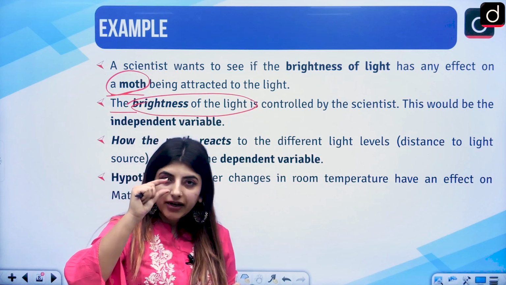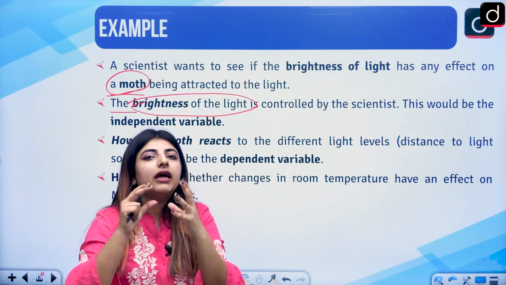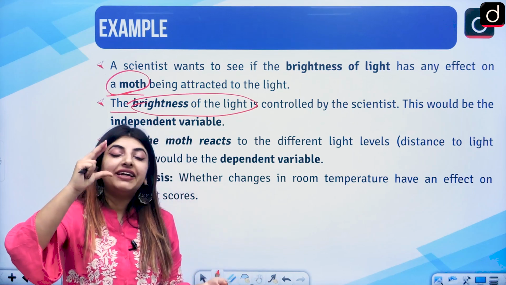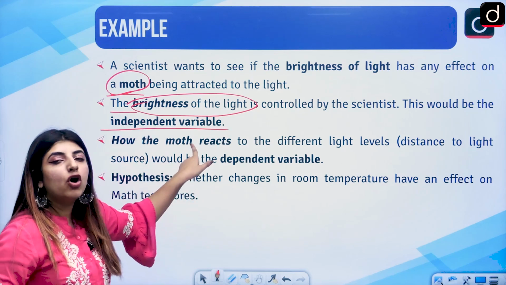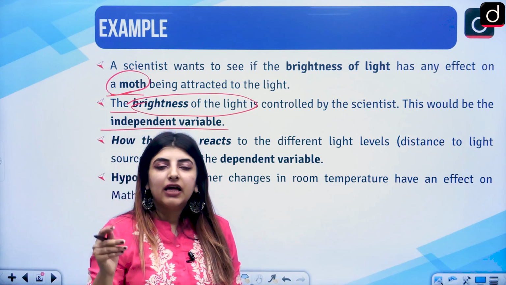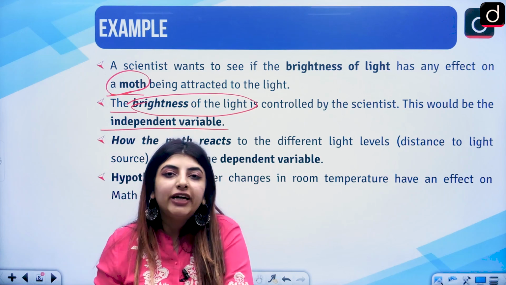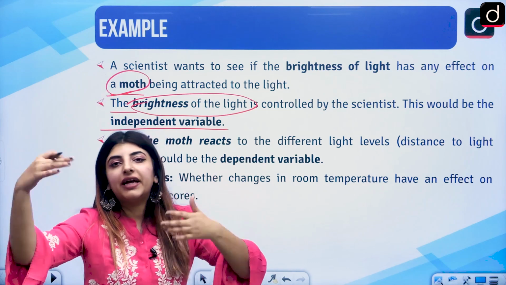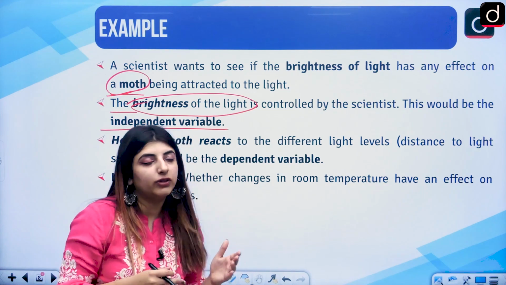If he dims it, of course the chances are that most probably one or two moths will be there, or maybe none. But if the brightness of light is increased, the moth will react, it will come towards the light. So what are we seeing here? The scientist is making changes. The scientist is manipulating variables. He is the one who is decreasing or increasing the brightness of the light, and seeing if the moth is attracted or not attracted towards the light.